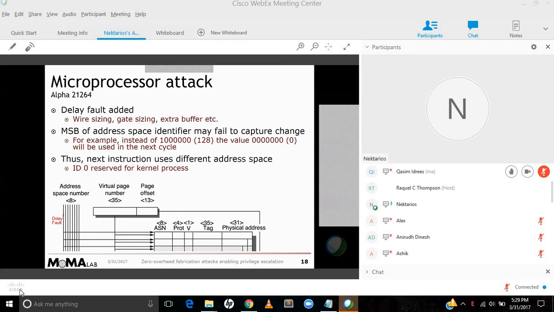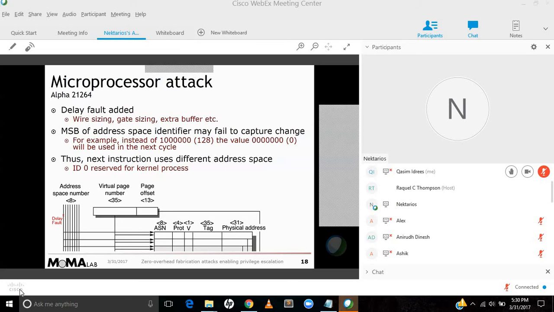So essentially, we are forcing the next instruction to see a different address space, to use a different translation space through the translation lookaside buffer. And by carefully choosing the user process, we can make it choose the actual kernel, because the kernel is using ID 0. So if we can force something like 128 to go to 0, then we are actually using the kernel space in the next instruction.